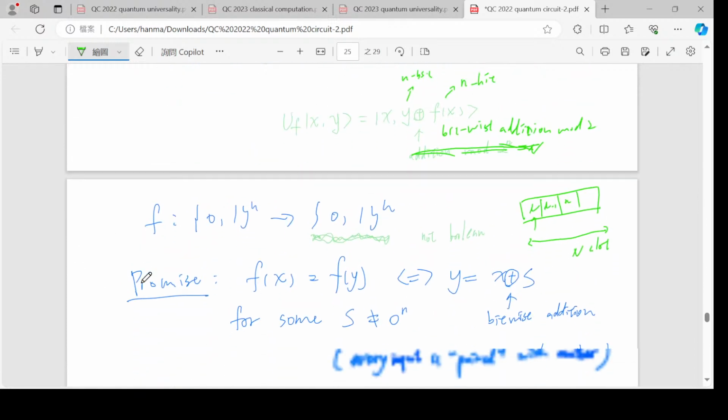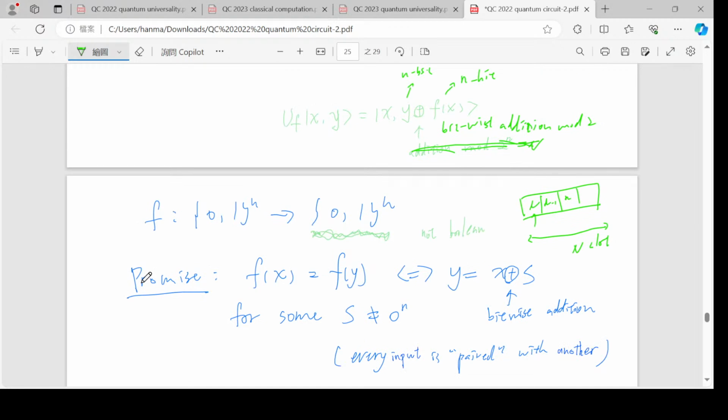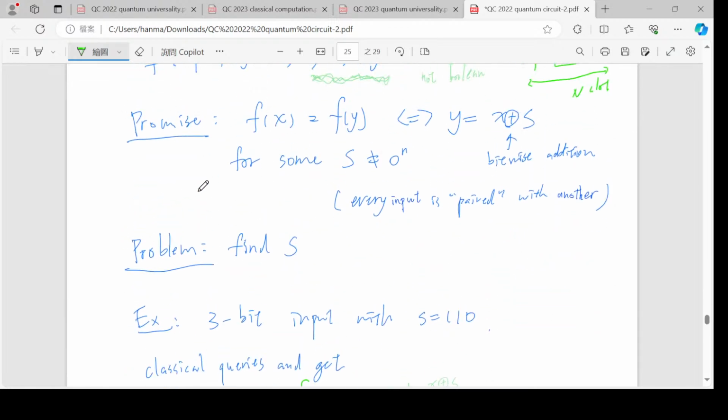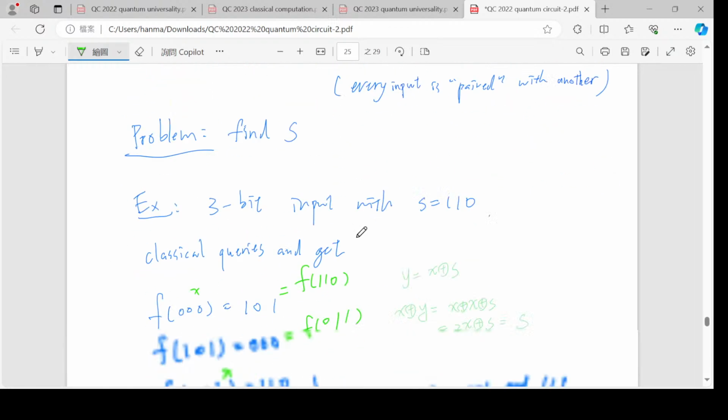And now, once again, we have a promise problem, and it's a really weird promise. You have this really long big string here, and some of the blocks are paired together. There is a secret string s that pairs together the blocks inside. When they are paired together, then f(x) equals f(y). Who is paired together depends on s: that's when y equals x bitwise added with s. This s is a secret, and the problem is finding it.